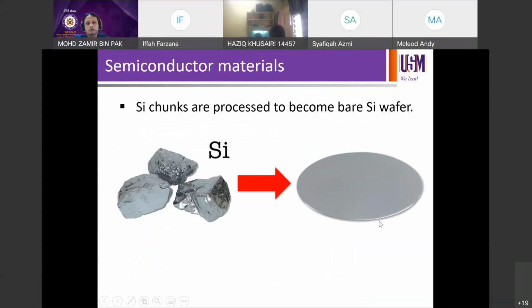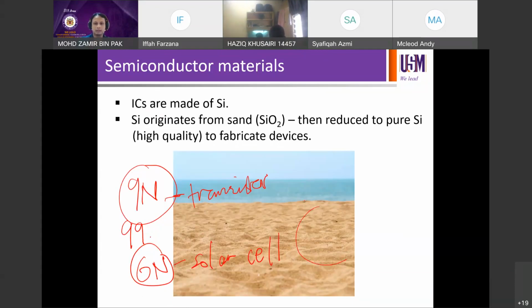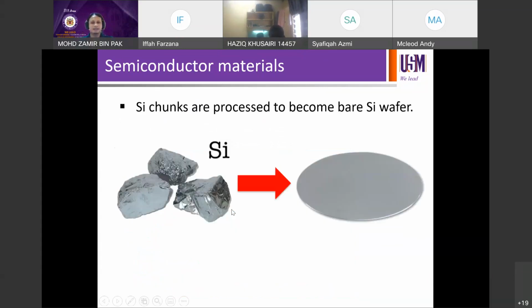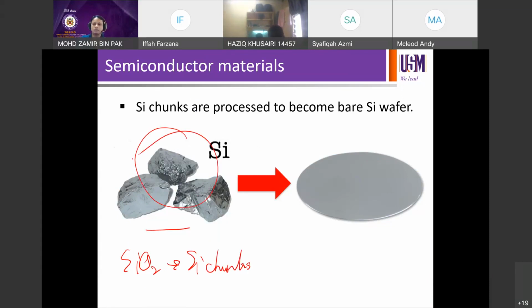Okay, so silicon chunks are processed to become bare silicon. First one, you use this sand. Kalau pergi batu ferigi ambil sand, for example. Then we're going to go through some processes, which we'll get to later on, which convert silicon dioxide into silicon chunks. So this is the silicon chunk macam batu ya. So these are the chunks, right?